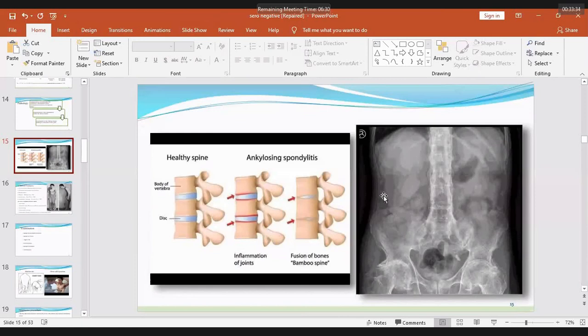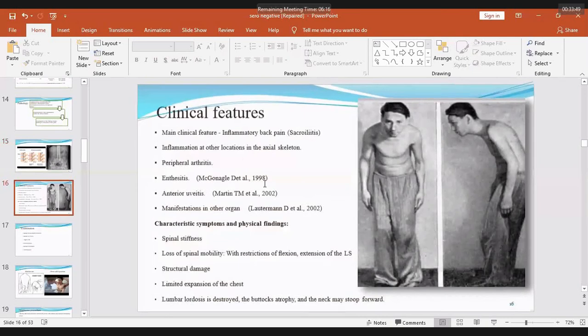So this picture basically shows the bamboo spine. You can see there is paravertebral ossification, and also the outer part of the disc, the annulus fibrosus, will be ossified, so it will give the appearance of bamboo. This is the bamboo spine in ankylosing spondylitis.